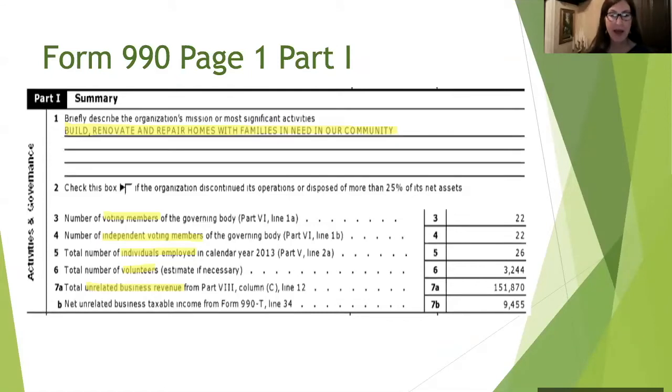Next, they ask about how many people you employed. That's not how many you have at the end of the year. That's how many people you issued W-2s to. And then they ask you how many volunteers you had and if you had any unrelated business income. And you're probably thinking, what's unrelated business income? Well, when I worked for Texas Biomed, they had a lot of land and Clear Channel had a billboard on our land. And so we got revenue from the billboard, which of course had nothing to do with the mission of our organization. So that's an example of unrelated business income. Next.